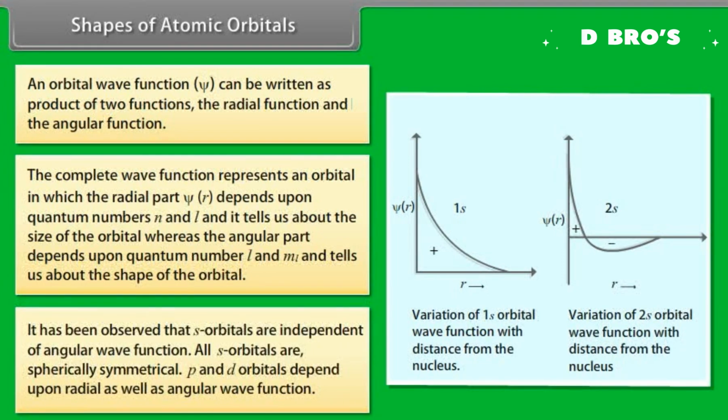It has been observed that s orbitals are independent of the angular wave function. All s orbitals are spherically symmetrical. P and d orbitals depend upon the radial as well as the angular wave function.